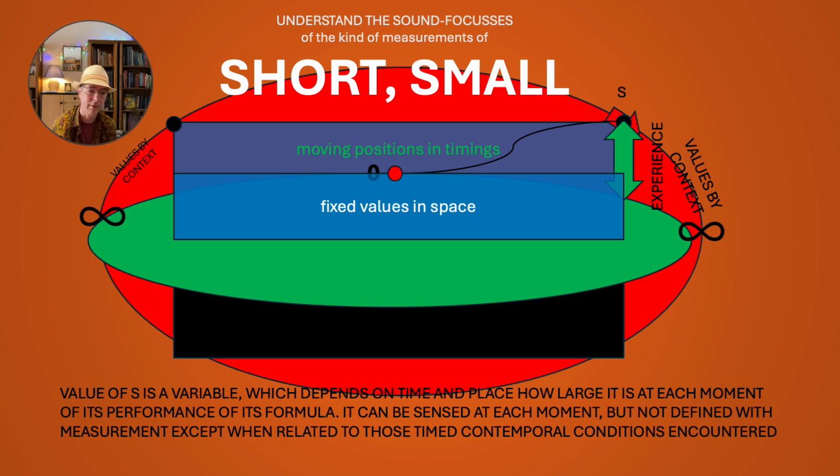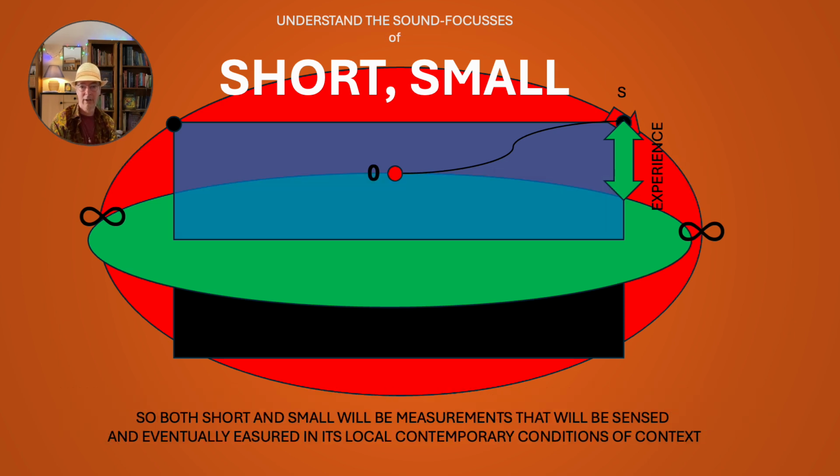And I read here, the value of S is a variable which depends on time and place, how large it is at each moment of its performance of its formula. It can be sensed each moment, but it cannot be defined with exact measurements except when related to those timed contemporary conditions which are encountered time and time again. That's the way of thinking of S as the last and most complex letter in that system of order, in that numerical order as well. So that's where we start from.